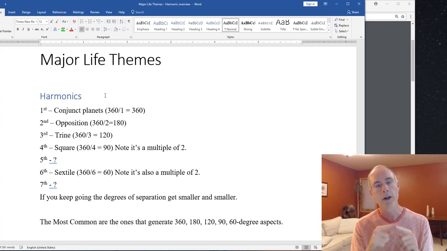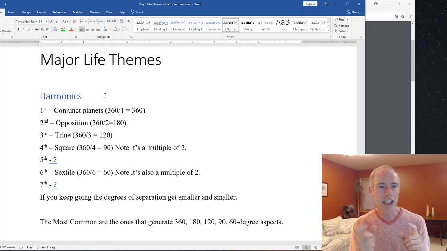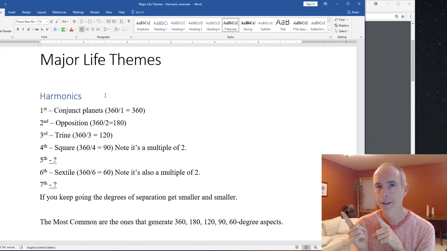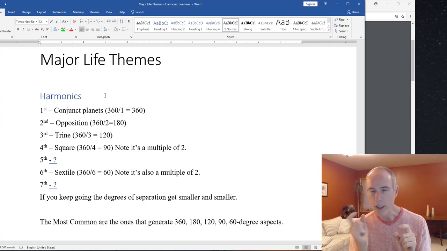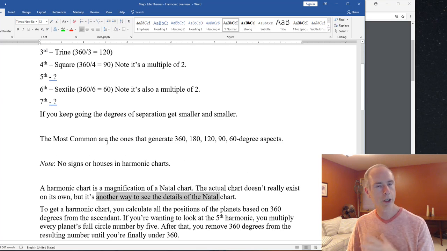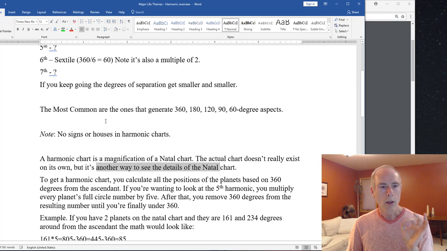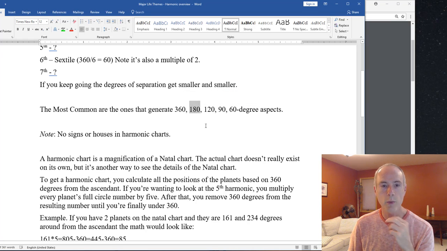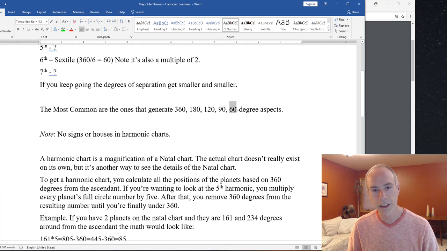Then you go a step farther: 360 divided by 4, you get a square. Again, these are common. If you divide by 6, you get a sextile. They talk about these all the time in charts. Now, what about a 5? What if you take 360 and divide by 5? You don't get a whole number. You don't get these magic numbers. If you do that with a 7, or an 8, or a 9, you don't get magic numbers. So the most common ones that everybody uses are the conjunction, which is 360, the opposition, which is 180, the trine, which is 120, the square, which is 90, and the sextile, which is 60.